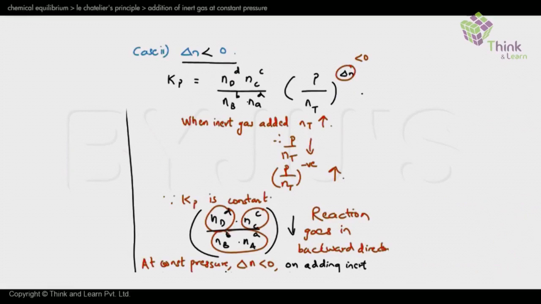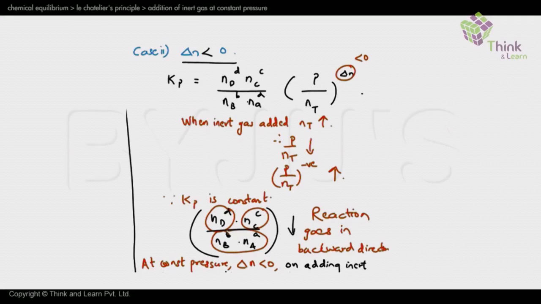So now in delta N less than 0 at constant pressure, we have Kp is equal to Nd raised to D into Nc raised to C divided by Nb raised to B into Na raised to A, the whole thing, into P by Nt, the whole raised to delta N. Now when delta N is less than 0, this exponent is less than 0. When inert gas is added, Nt increases, therefore P by Nt reduces. Now P by Nt, the whole raised to negative something, will effectively increase.